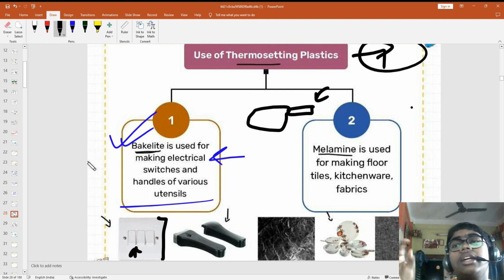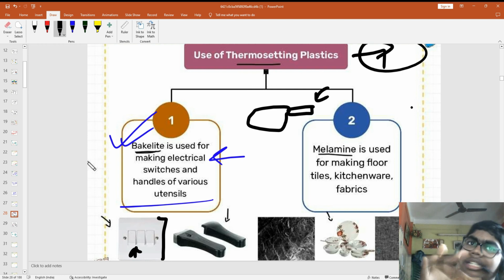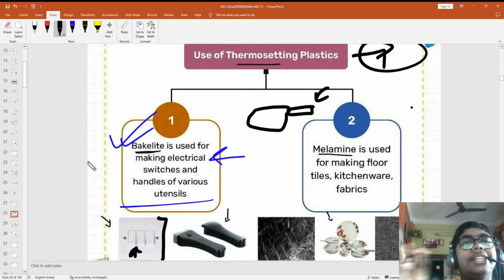Non-conductor, bad conductor and insulator of both electricity and heat. Both, electricity as well as heat. But in this case it is heat, so it will not allow the heat to pass through. So what will happen? Our hand will not get hurt by the heat of the fan. Understand? So bakelite is used in electrical switches because, as I have told, it is a bad conductor of electricity.